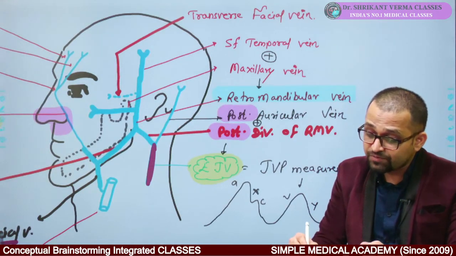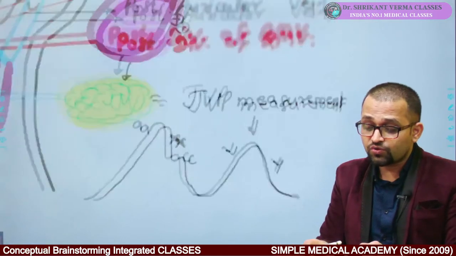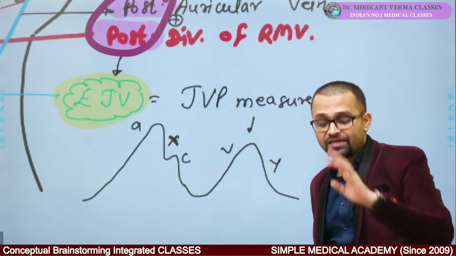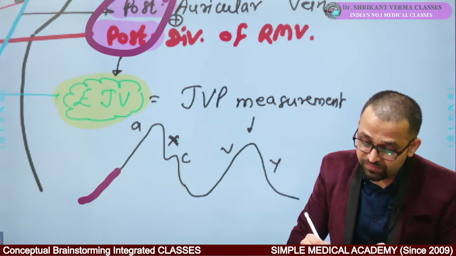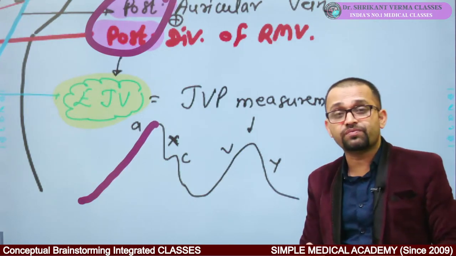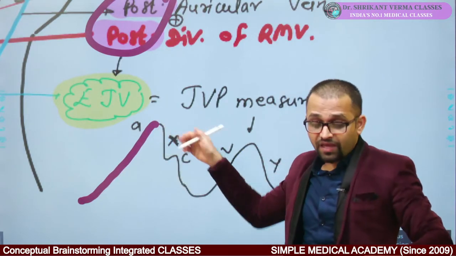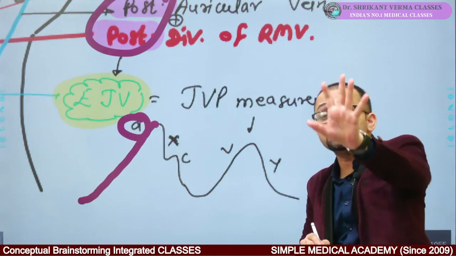How has it been formed? Ye do posterior se bana. Kyun? Jugular venous pressure, Harrison medicine. So remember, you will measure the JVP in the external jugular vein. You will get the A wave. A for atrial contraction in summary.